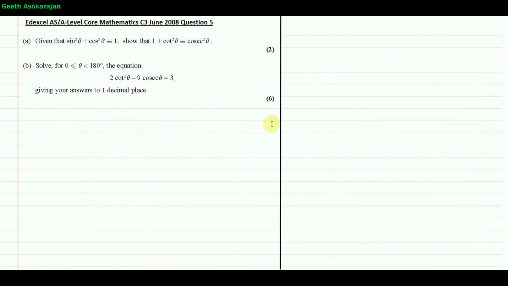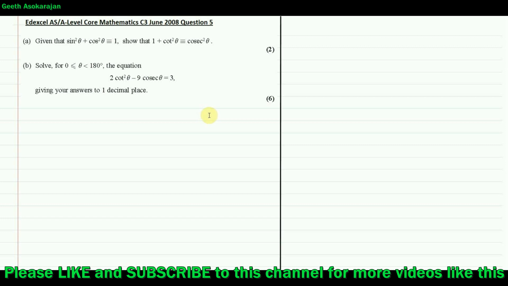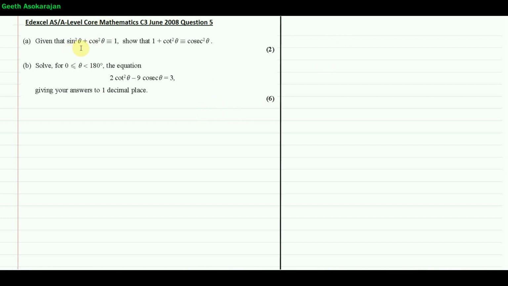Right, another past examination question. So this is from Edexcel. It was a core mathematics C3 question from June 2008, and this is question number 5 of that paper. So let's have a read. Part A: given that sine squared theta plus cos squared theta is equal to 1, show that 1 plus cot squared theta equals cosec squared theta.